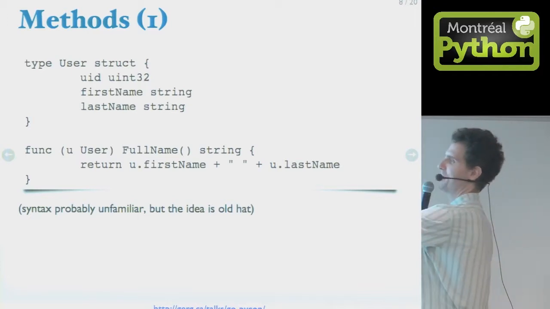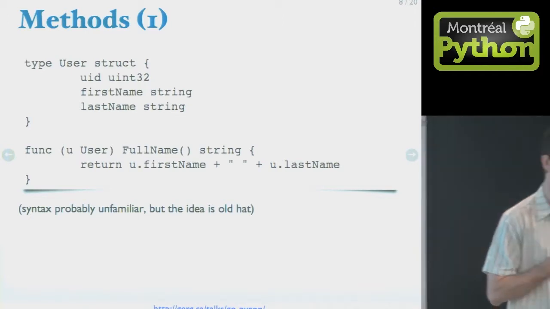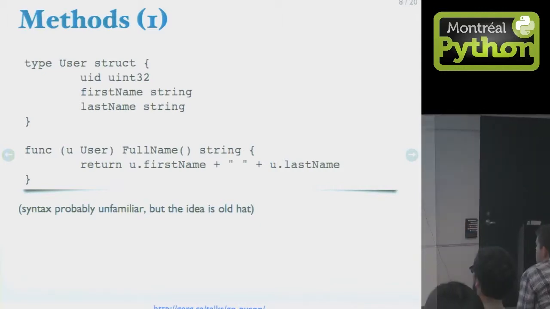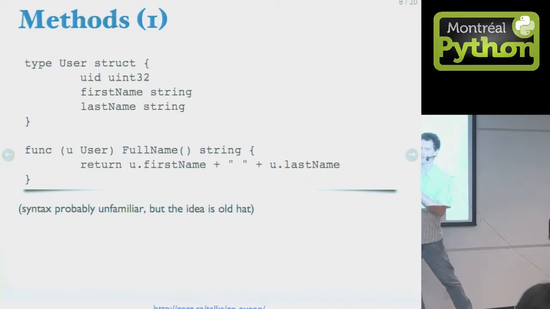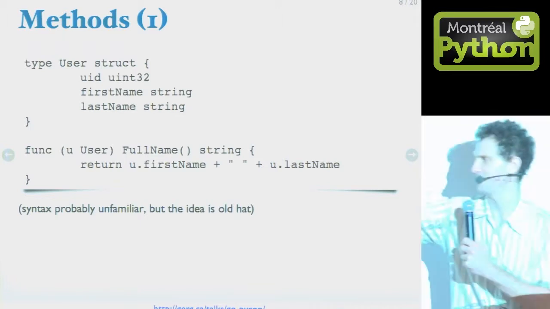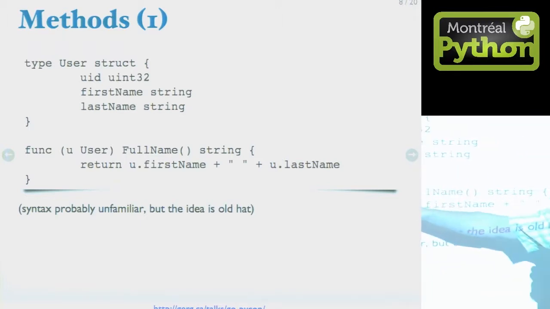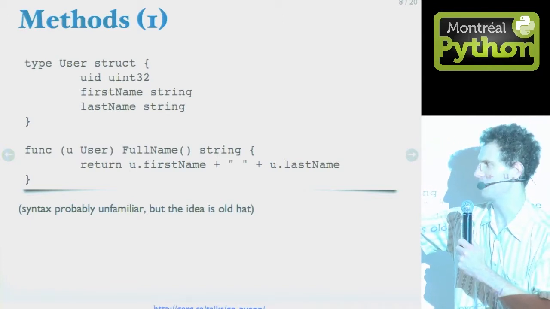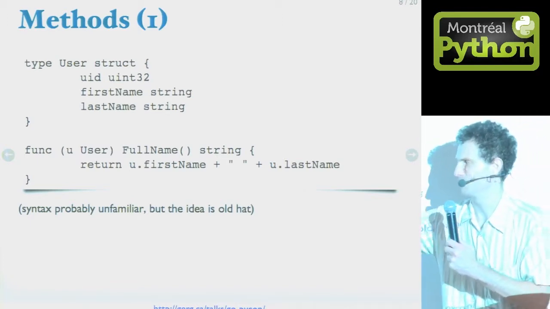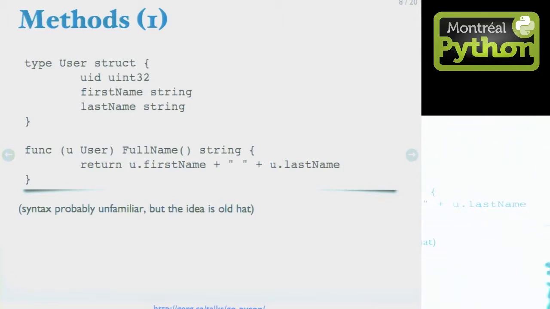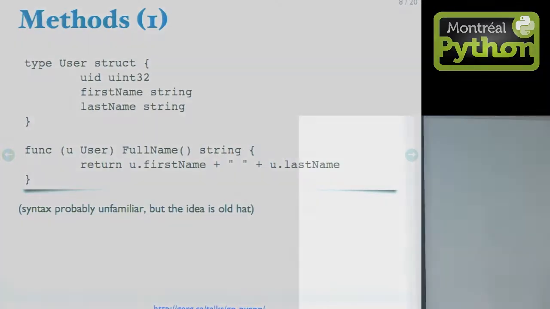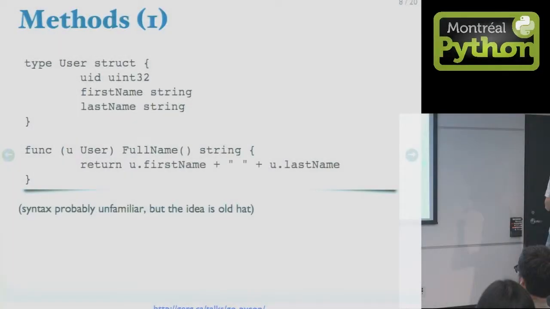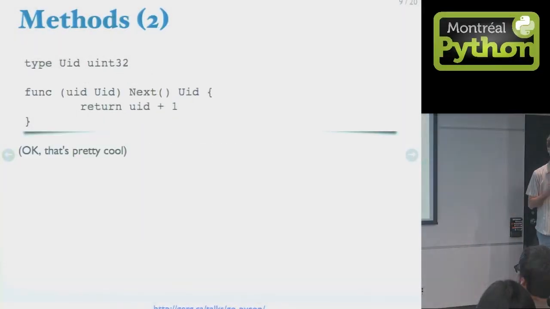So my user type has a method full name. Ta-da, not very interesting. Oh, but what is kind of interesting is the syntax. I don't know any other languages that work like this. Instead of having self like in Python or implicit and automatic like in C++ and Java, you explicitly declare that this function is a method of the user type, and this is the receiver object. The convention, instead of calling it self, is to just say u or user. But that's a convention, just like self is in Python. But I think the rest of this is fairly obvious, right? It doesn't take any arguments. It returns a string.